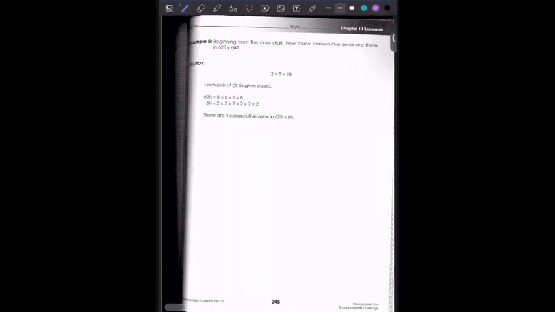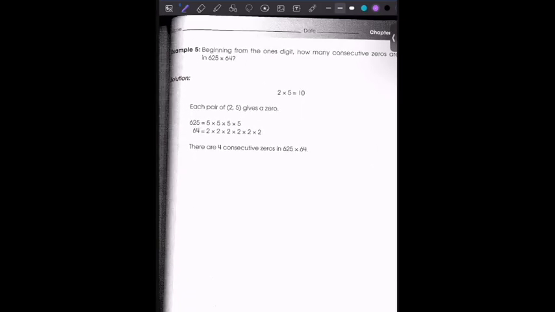Now we're going to take a look at example 5. So beginning from the ones digit, how many consecutive zeros are there in 625 times 64? So we're going to multiply 625 and 64, but instead of multiplying both of them, we're going to express them as exponents, or constant multiplications, or products of the same number. So 625 is going to be 5 to the power of 4, or 5 times 5 times 5 times 5. And 64 is 8 to the power of 2, or 8 times 8.